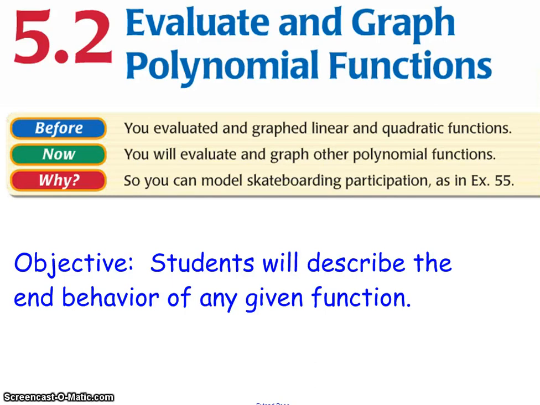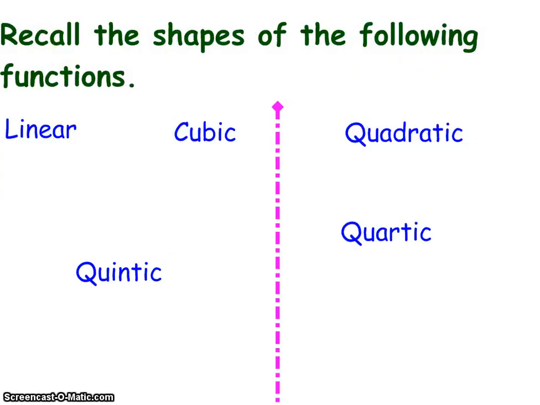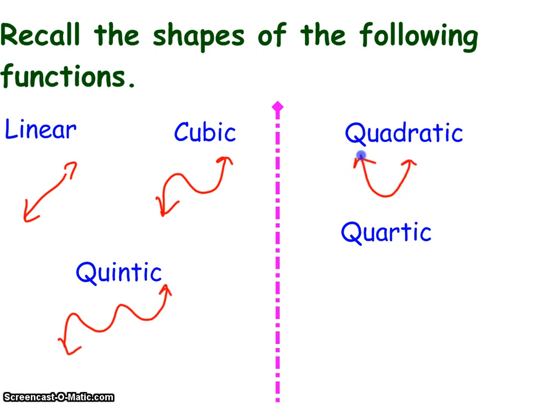Okay, so if we could recall the shapes of yesterday, if you look on the left side of the whiteboard, I have linear, remember that was a straight line, a cubic, a quintic, whoops, sorry, that's not quintic, and a quadratic is a parabola, and a quartic.